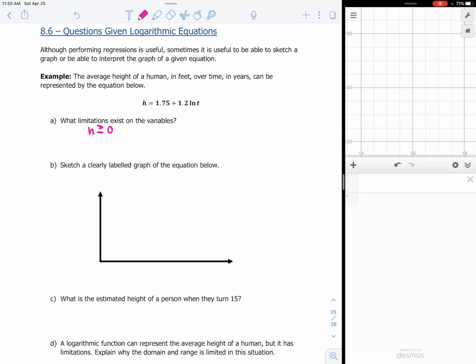And same thing with time. Our number of time in years has to also be a positive value. So it has to be greater than or equal to 0. So we could have 0 years, but we can't have negative values as our years. So height and time cannot be negative.